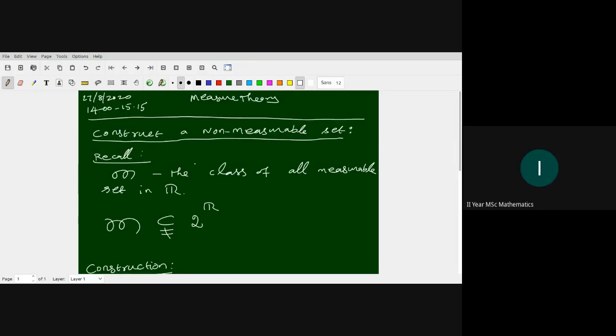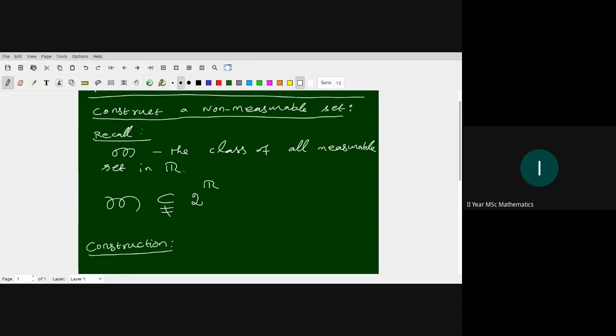Yes, sir. Okay, so we are going to construct a non-measurable set. M is the class of all measurable sets in R. So M is a subclass of the power set, and we are going to show that the inclusion is strict.